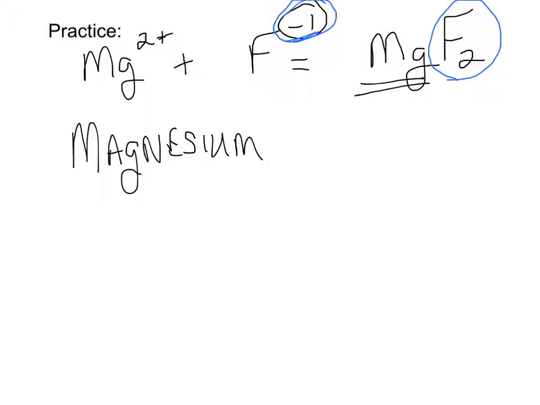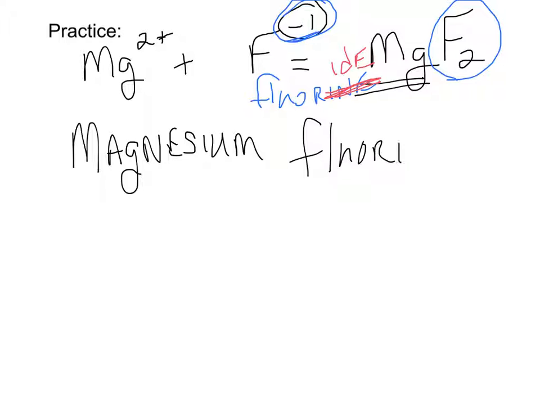So what we would want to do, its normal name is fluorine, but when we're naming it, we drop off the INE and add an IDE. So the name of this is going to be magnesium fluoride. The IDE tells me that this fluorine is in an ion form, and that's how we would work with naming main group elements. We'll try one more here.